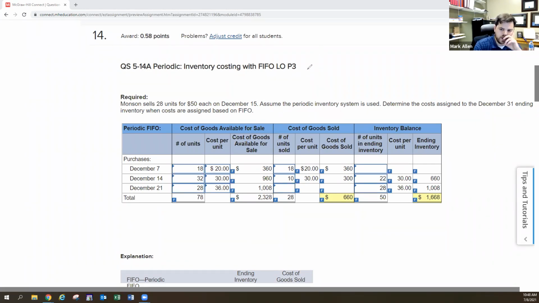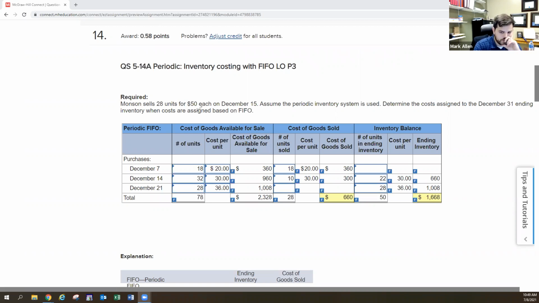The good news is that this opens up a shortcut for us: perpetual FIFO and periodic FIFO will always be equal. They will always give you the same answer. And periodic is much, much quicker than doing perpetual. Now, this is only true, once again, for FIFO. If you try to take this shortcut for LIFO, it is very likely you will get the wrong answer.